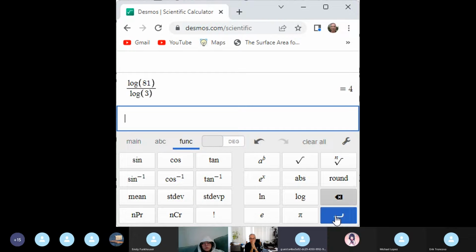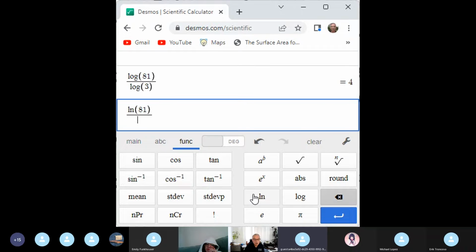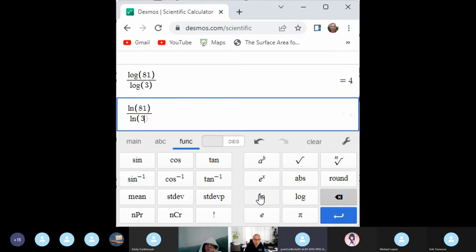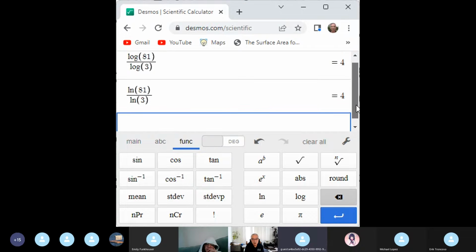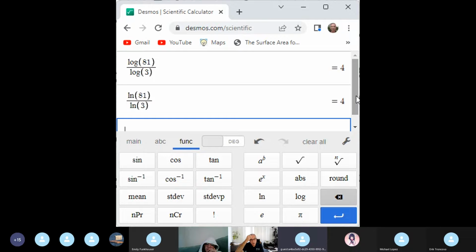Okay. Now I try using ln. ln of 81. Of course, close the parentheses to indicate the argument. Now division, ln again of 3. Boom, same answer. So it doesn't matter what kind of logarithm you select, common or natural.